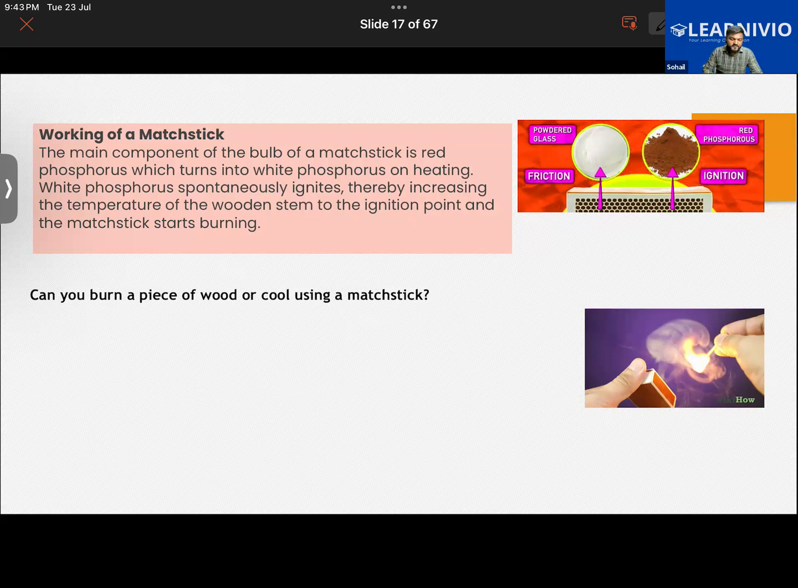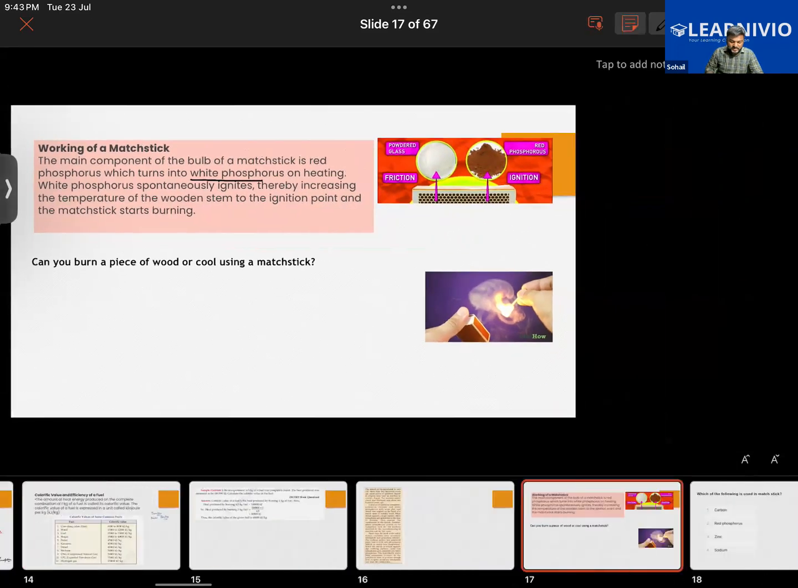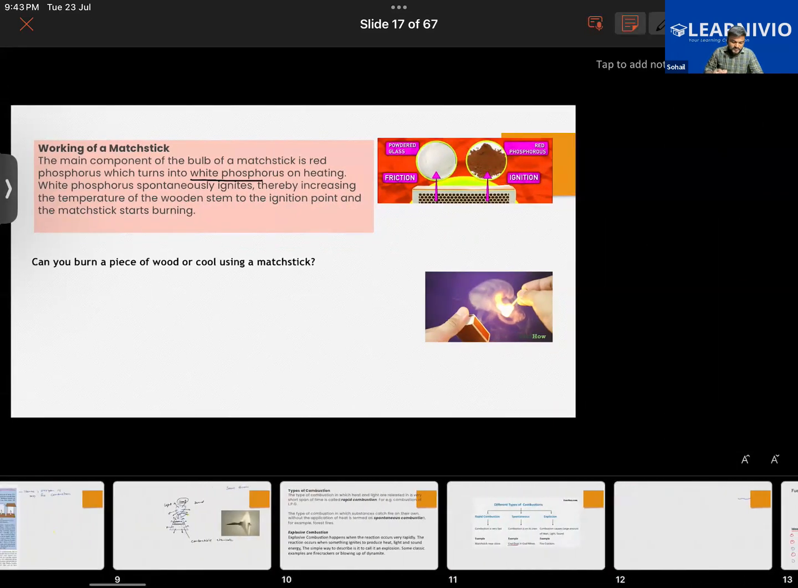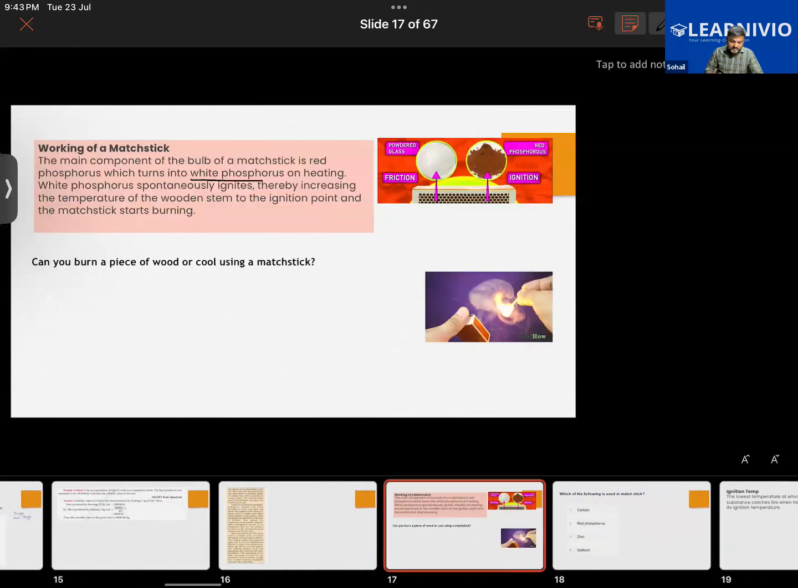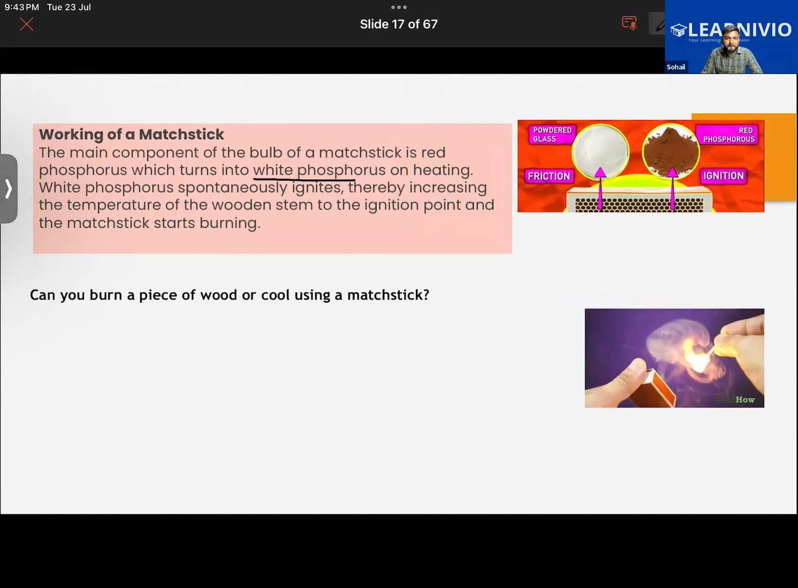Further, the red phosphorus would be burning, and some of the red phosphorus will turn into white phosphorus upon heating. And white phosphorus, we know, in the case of spontaneous combustion, I did tell you that white phosphorus goes under spontaneous combustion. It is erased over here, but I told you about that also, that it spontaneously catches fire. Thereby the temperature of the wood would be increased further, so the wood will also catch fire.